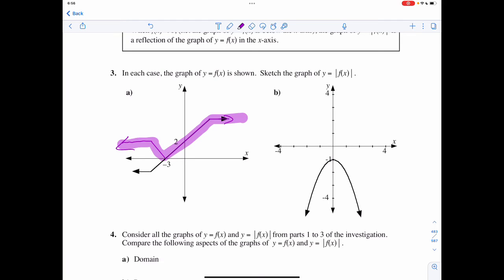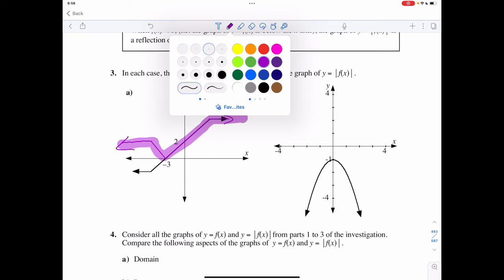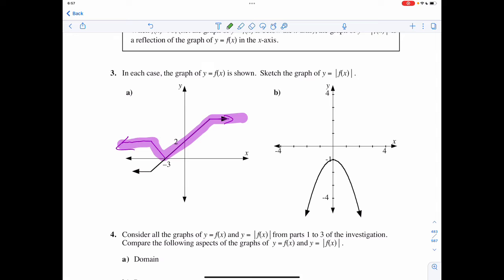Like with example B, if my entire original function was negative, then my entire absolute value function is going to be a reflection across the x-axis and is going to be the positive version.